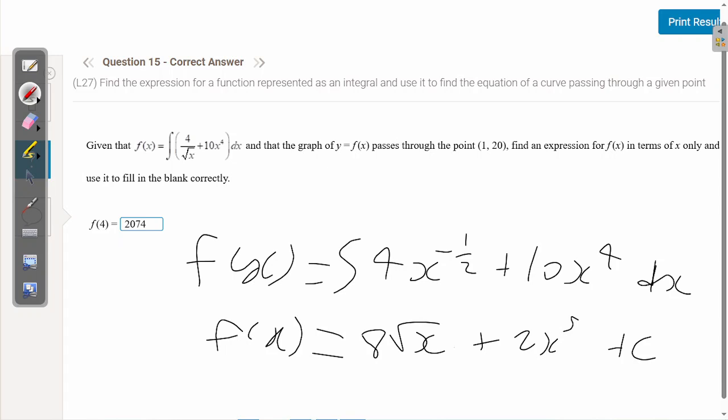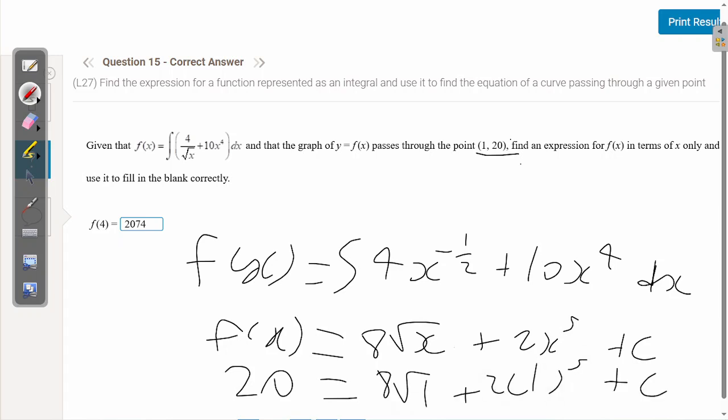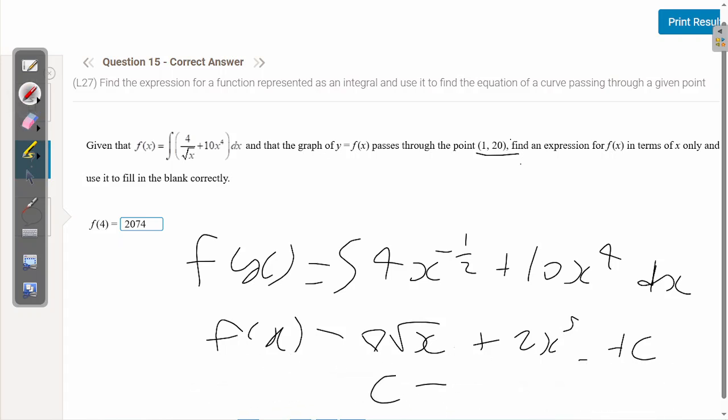Okay, now we basically found f of x, but we don't have c, so let's find c now. Since they give us the point (1, 20), we can find it. We substitute in the equation. 20 is equal to 8 radical 1 plus 2 times 1 to the power 5 plus c. So you find c is equal to 10. So plus 10.